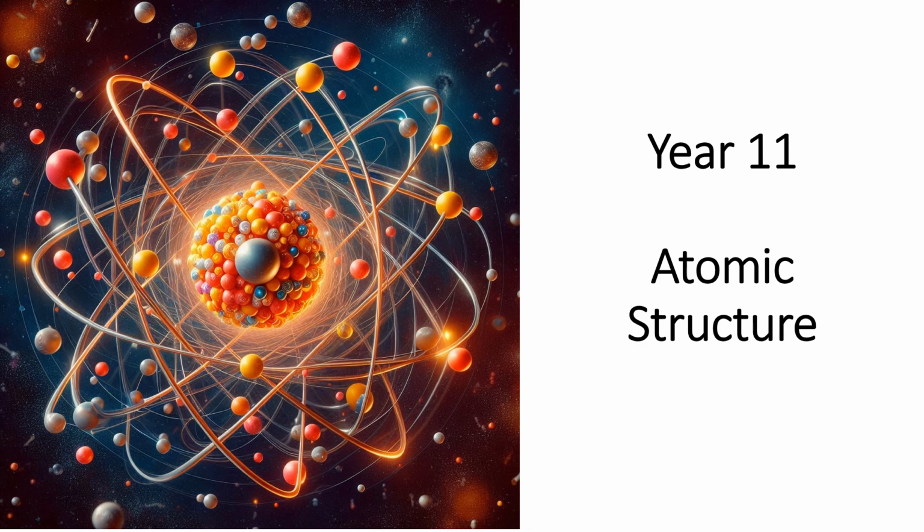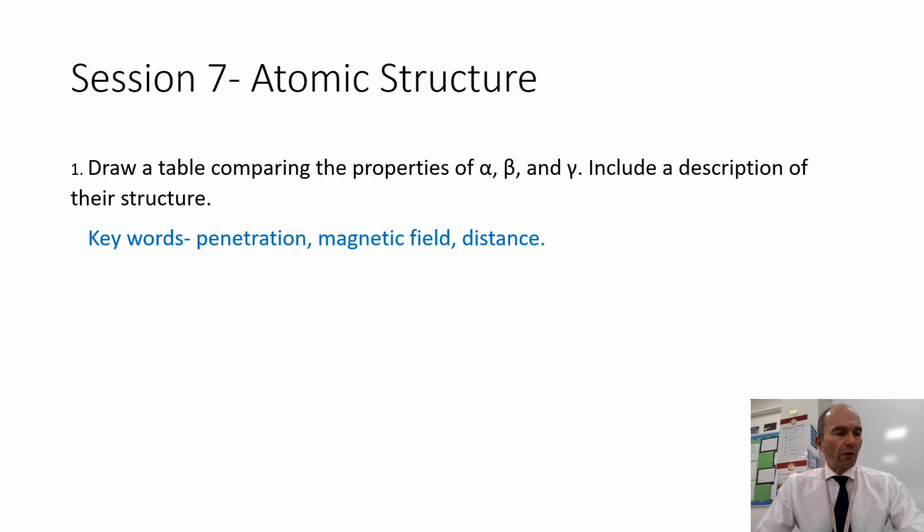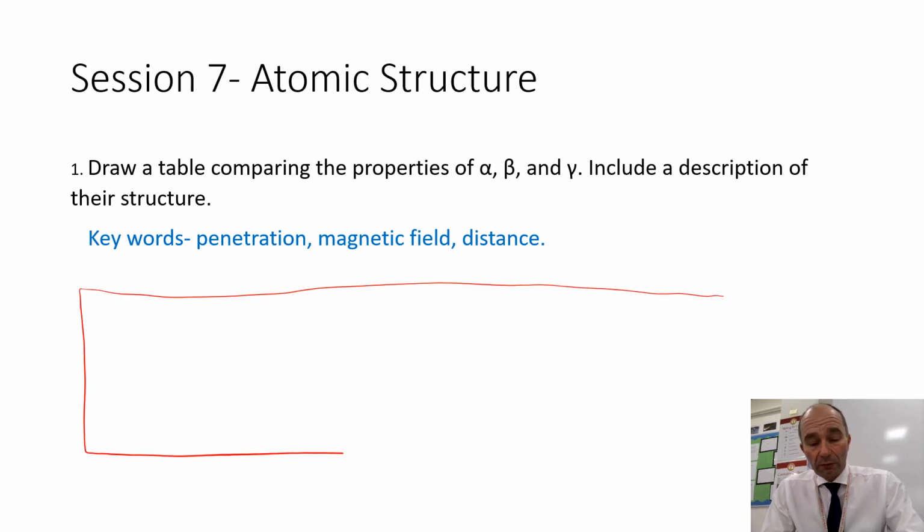This is session 7 of Year 9 revision, and the topic this time is atomic structure. You've got 4 activities to do today, and the first thing is you're going to draw a table comparing the properties of alpha, beta and gamma, and you need to be including a description of the structure.